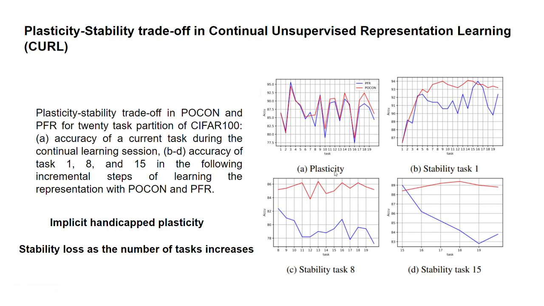100. For the plasticity, which is the accuracy in the current task, you can see here in blue that PFR is less plastic than our proposed method, and it becomes less and less plastic as the number of tasks increases. For stability, we can see the accuracy of task 1, task 8, and task 15 as the number of tasks progresses. And you can see that the accuracy of each task is oscillating a lot, and each time is worse and worse as the number of tasks increases.